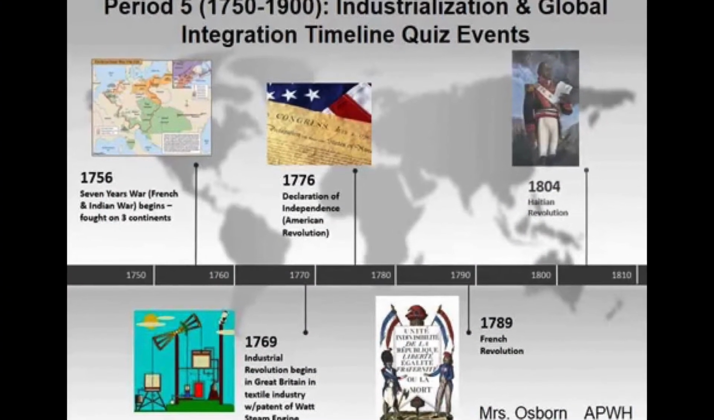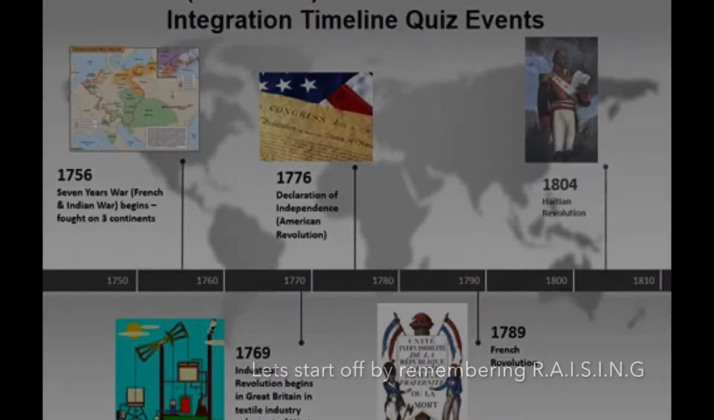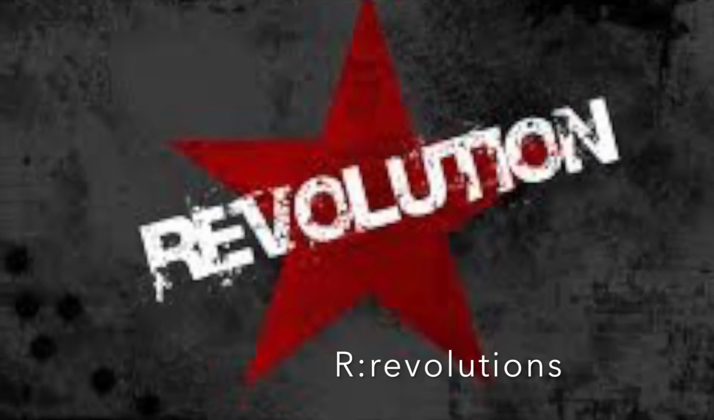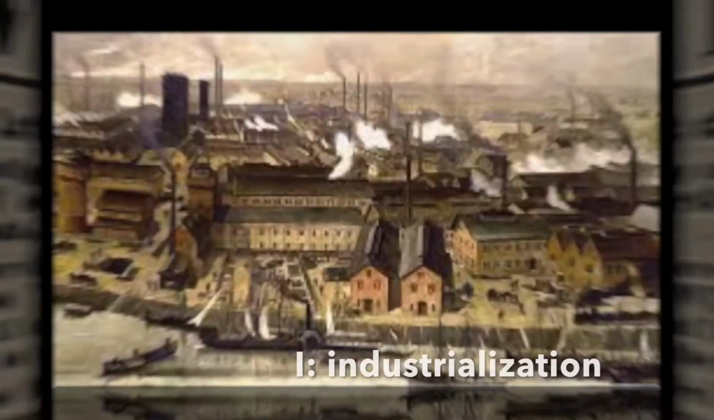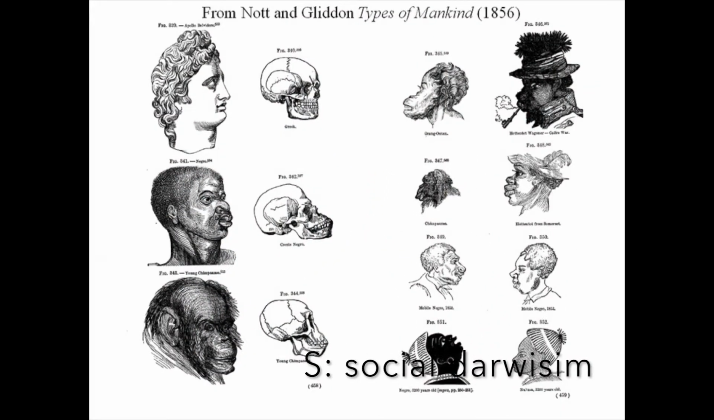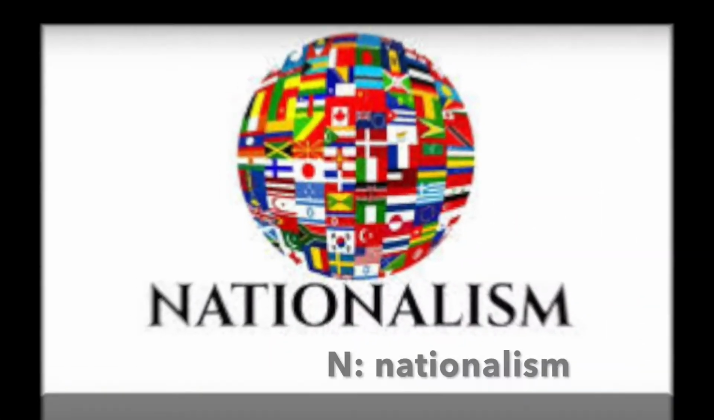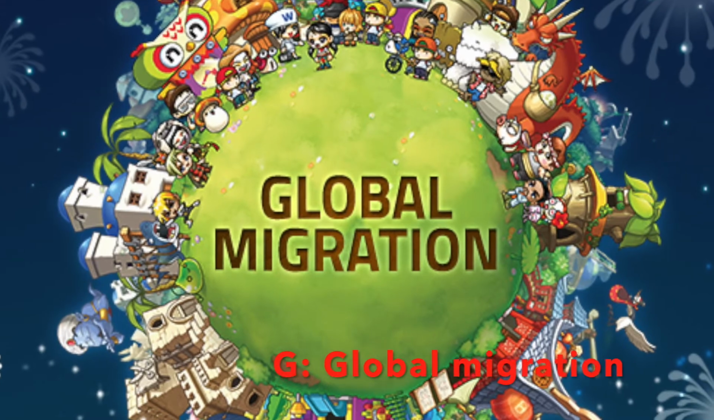AP World History, Period 5, 1750 to 1900. Let's start off by remembering RAISING. R: Revolutions. A: Abolition. I: Industrialization. S: Social Darwinism and Spheres of Influence. I: Imperialism. N: Nationalism. And G: Global migration. R: There are 5 different revolutions during the 5th period.